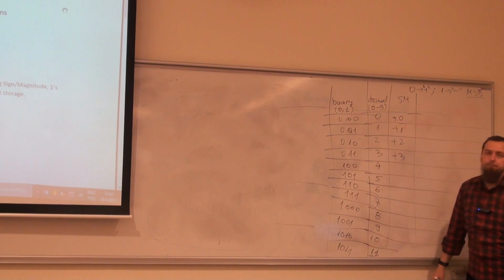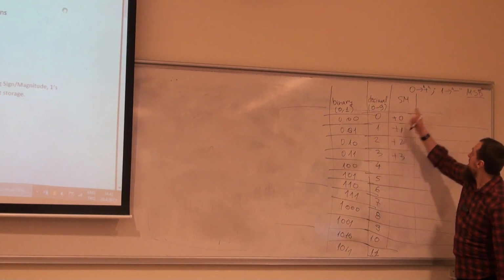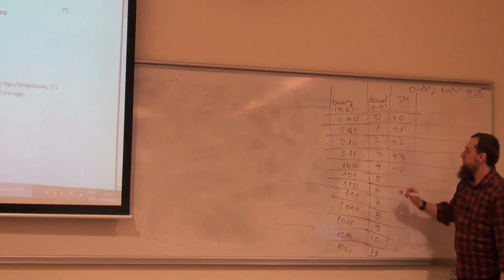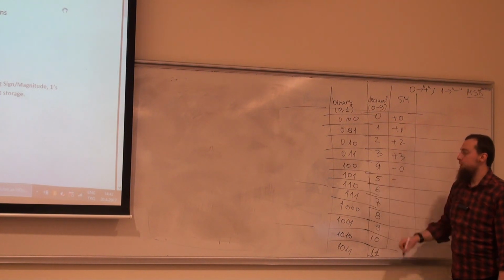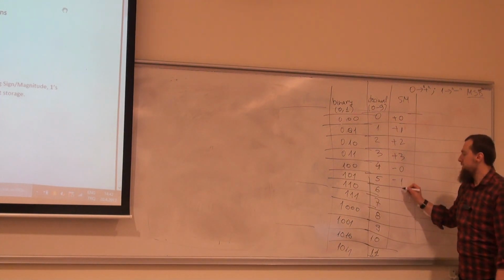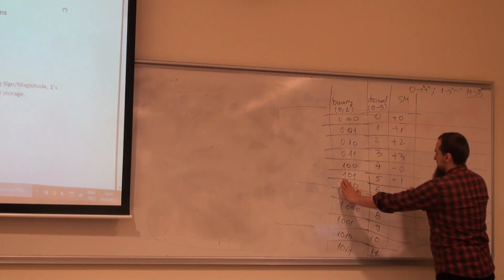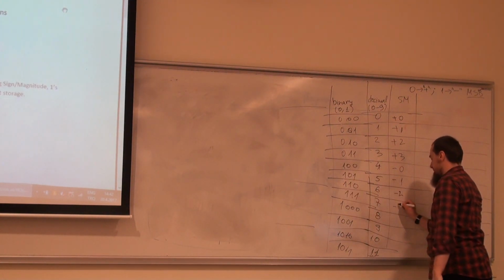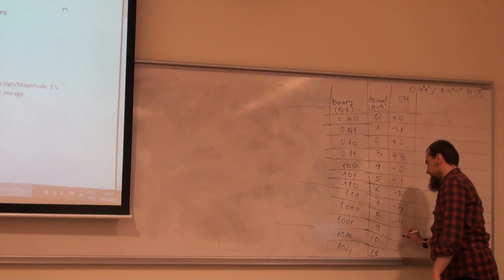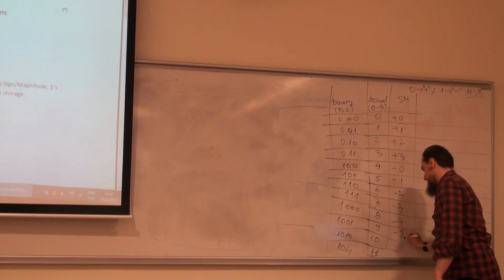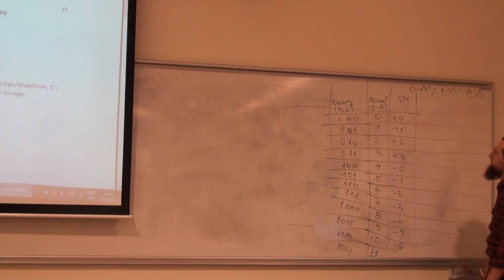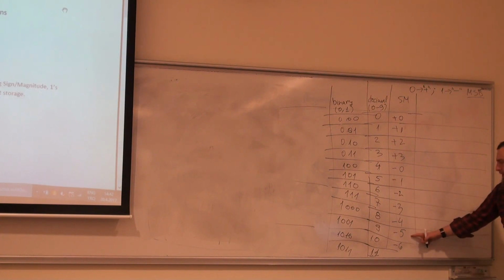What about this one? Because of 1, it's negative. We write minus 0. This guy is what? Minus 1. This guy is minus 2, so minus 2, minus 3, minus 4, minus 5, minus 6, and so on. Is there any problem with this guy? 1, 2, 3, 4, 5. No, everything is okay.